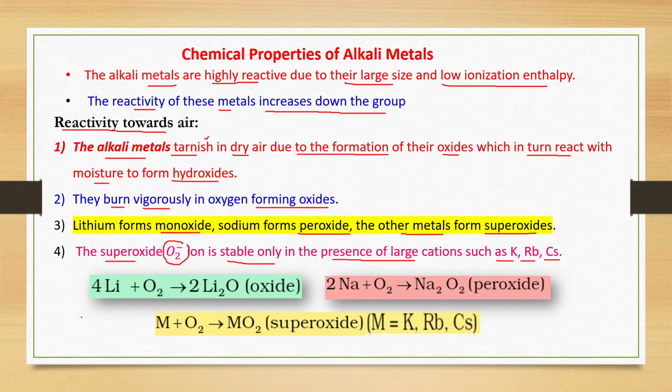The reactions can be represented. Lithium, when it reacts with O2, mainly forms lithium oxide. When sodium reacts with O2, it forms sodium peroxide, mainly; some amount of sodium oxide is also formed. In the same way, potassium, rubidium, and cesium, represented by capital M, when reacting with O2, form MO2, the superoxide.